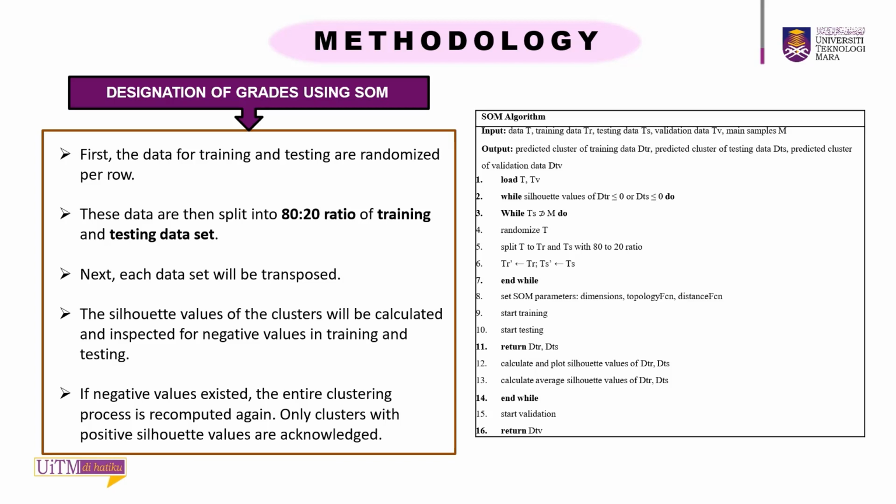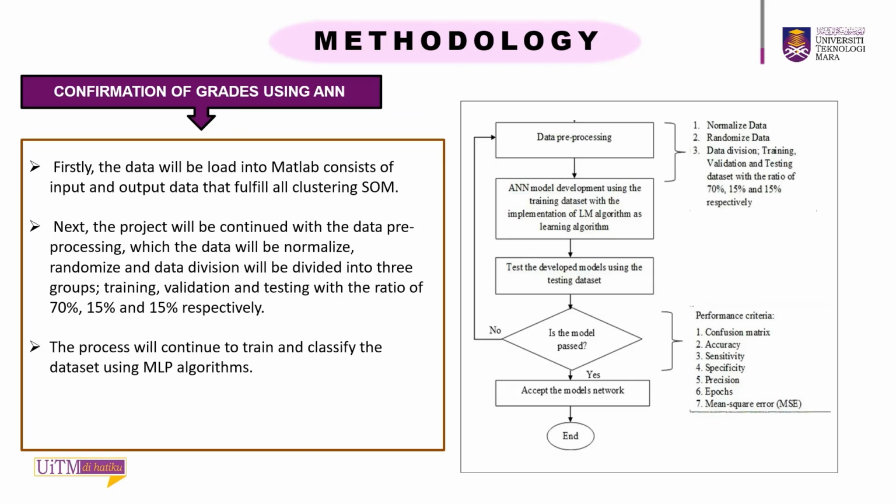This is the methodology for designation of grades using SOM. First, the training and testing data are randomized per row. Then the data are split into an 80 to 20 ratio, which is 80 for the training data set and 20 for the testing data set. Next, this data will be transposed. The silhouette value of the clusters will be calculated, and then the result for the silhouette values will be analyzed. This is the algorithm for generating the self-organizing map. And this is the confirmation of grades using ANN.